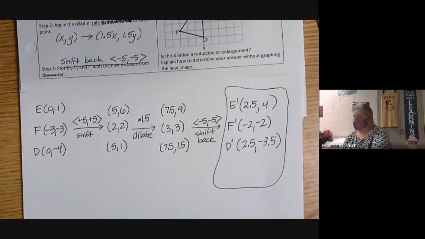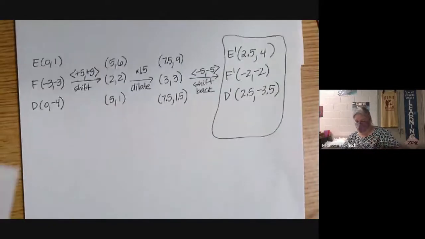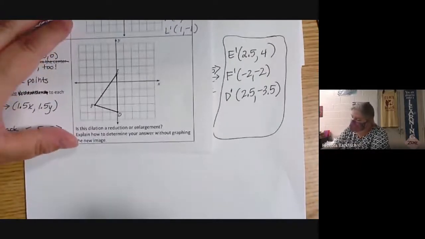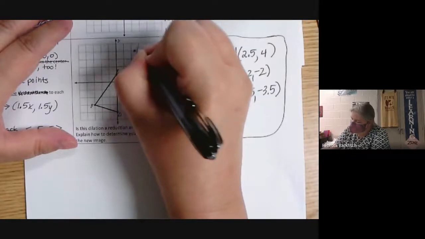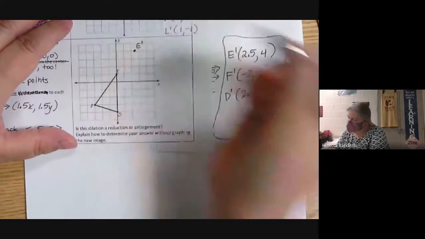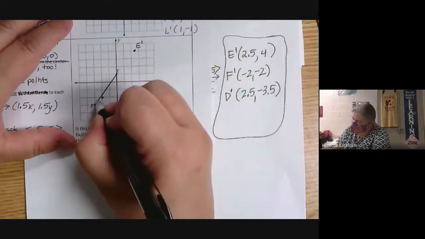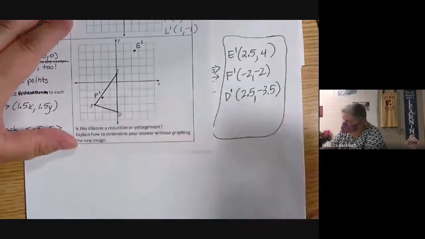Questions about this one? Let's go ahead and graph it. First, any questions before I cover it up? Okay. So E prime is at 2.5, 4. F prime is at -2, -2. That's F prime. And D prime is at 2.5, -3.5.